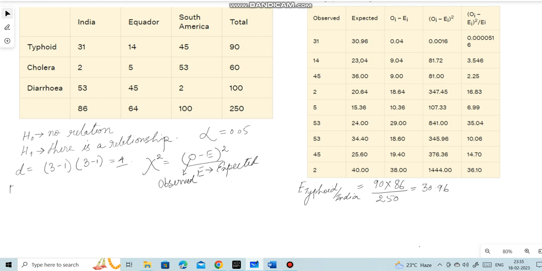31 is for typhoid in India. Similarly, for Ecuador, typhoid, the observed value is 14 and the expected value is 23.04. How would we find that? Similarly, 90 into 64 divided by 250. That would give us 23.04. Okay. So now we have the E.